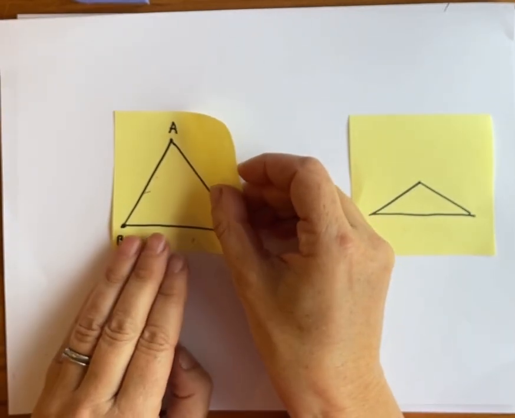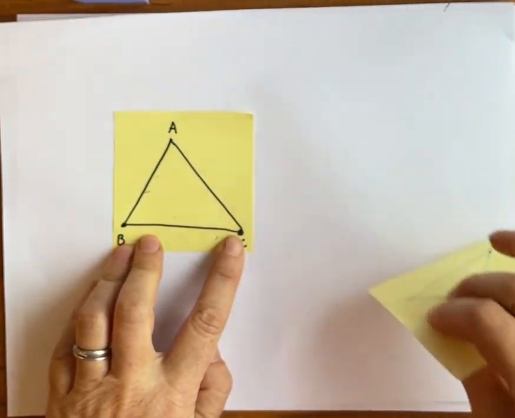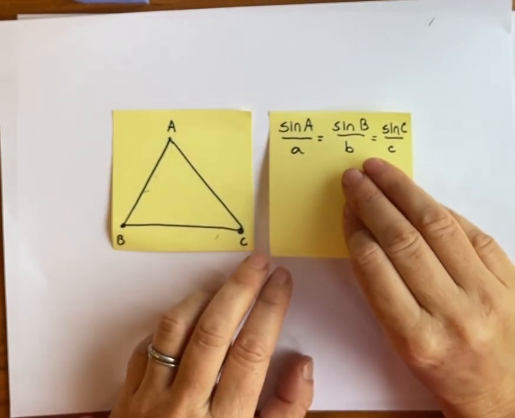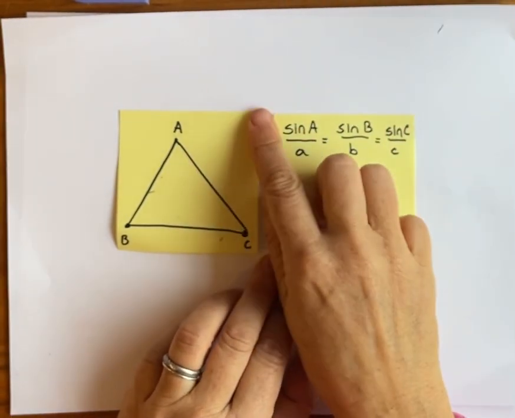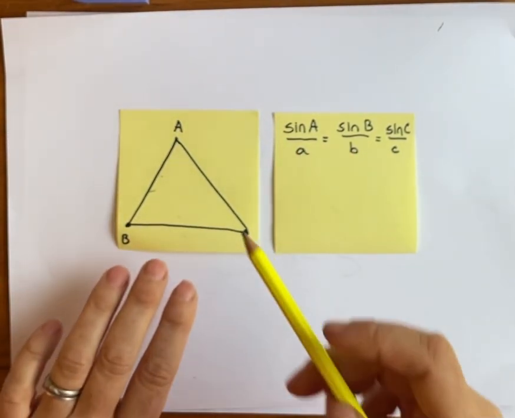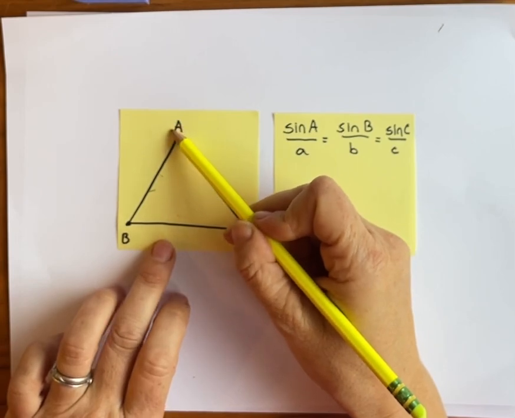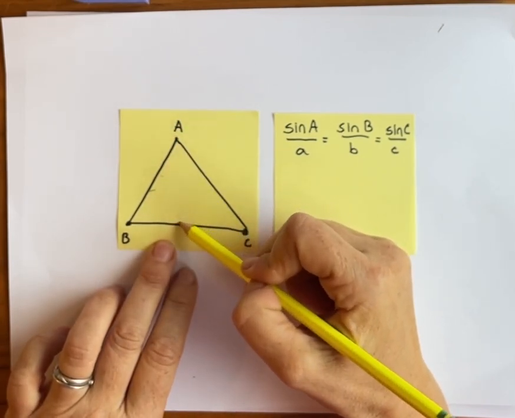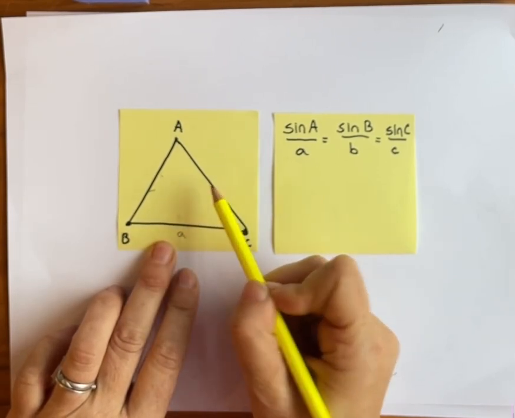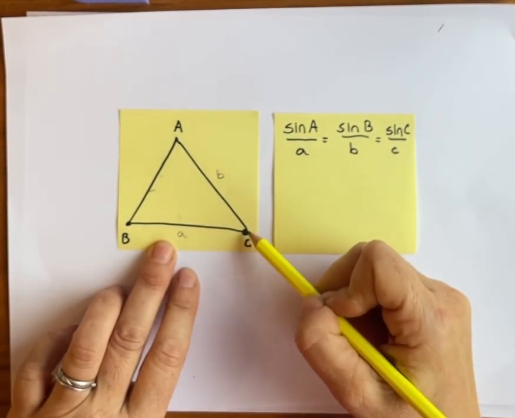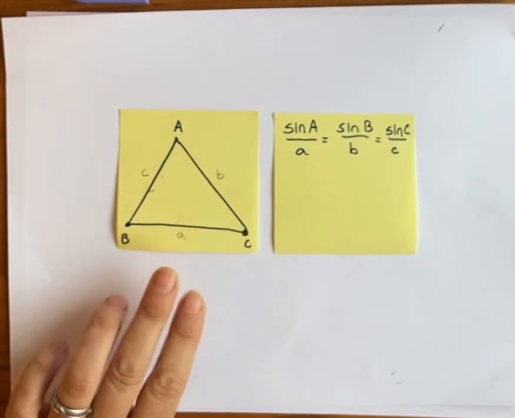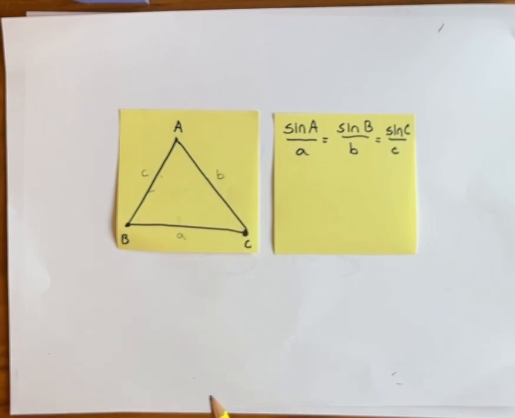I'm gonna look closer at another non-right triangle, and there's this cool thing called the law of sines. Let me first label it a little better before we explain that. You have angle A, and opposite of angle A, going directly across, is little a. Opposite of angle B is little b, and opposite of angle C is little c. So we're just using A, B, and C instead of hypotenuse, adjacent, and opposite.